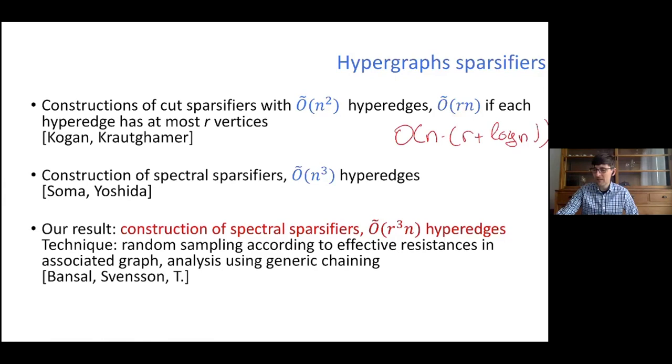So just like Kogan and Krauthgamer were taking the proof of Benczúr and Karger and adapting every step to hypergraphs, here we took the proof of Spielman and Srivastava that gets n log n edges and worked with it. So the argument of Spielman and Srivastava is that you can assign a probability to every edge according to its effective resistance. Then you just sample edges independently according to those probabilities. And then every selected edge will be weighted by the inverse of the probability with which it was picked.